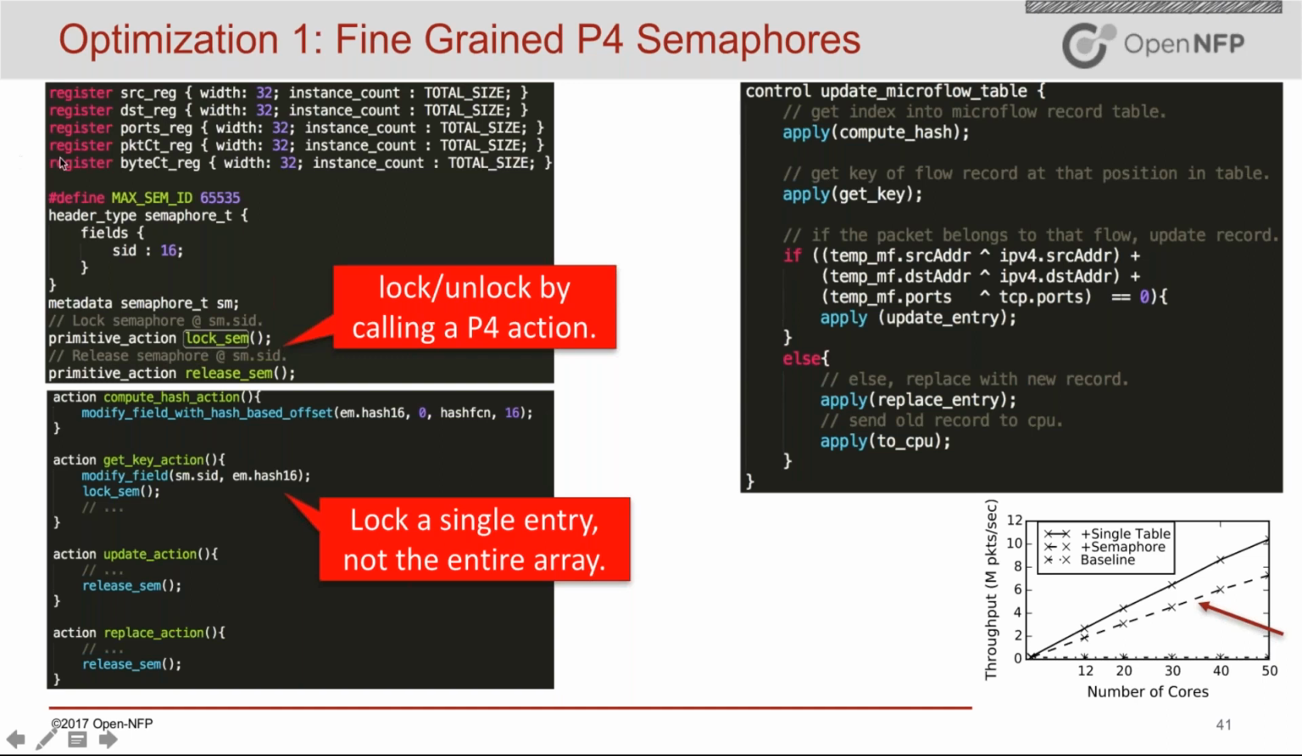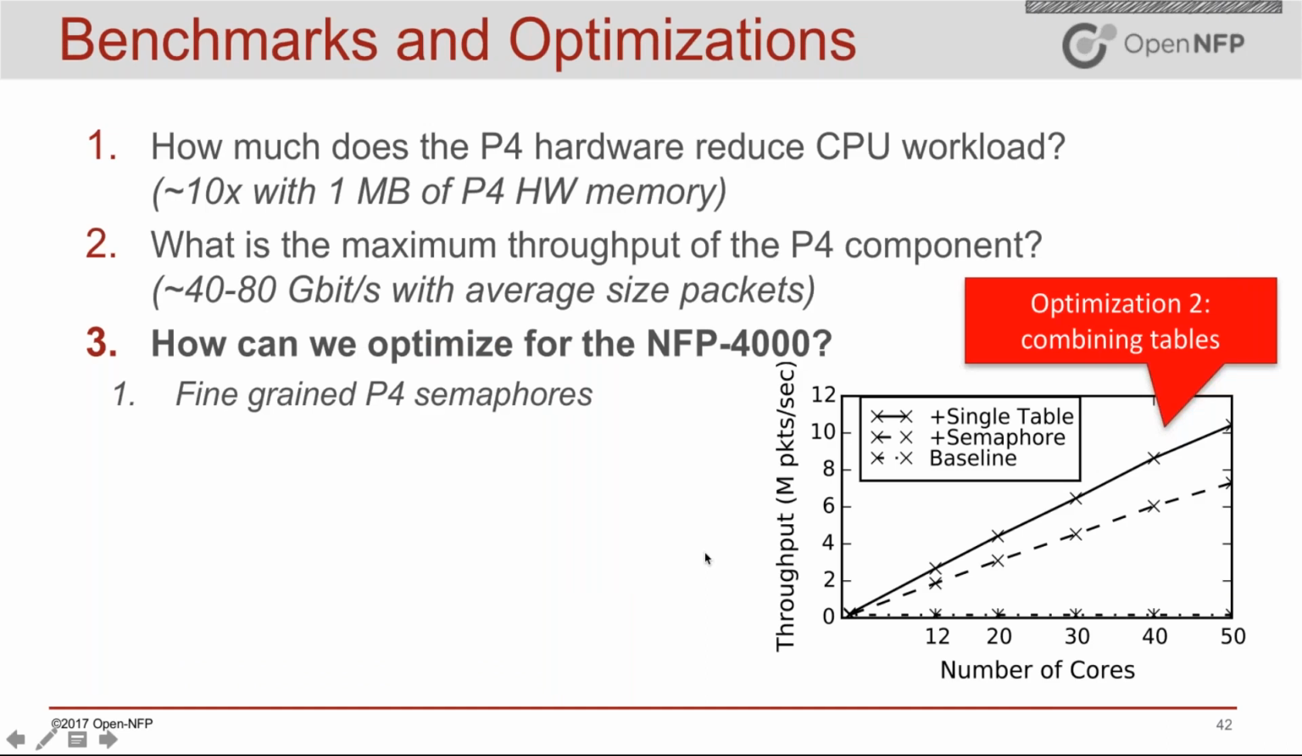So we replaced all of the pragmas that lock across an entire array with calls to these primitive actions that we wrote. You basically just set the ID of the semaphore that you want to operate on, and then you can lock it or unlock it. So here we lock a single entry in the array before we start reading it, and then we release the semaphore when we're done. The net result is, all of our logic is still in P4, but we get the benefit of finer grained semaphores that give us the concurrency without contention that we need to take advantage of all of the cores. So that's the first optimization, and that did a lot for our throughput. It made it basically scale linearly with the number of cores on the device.